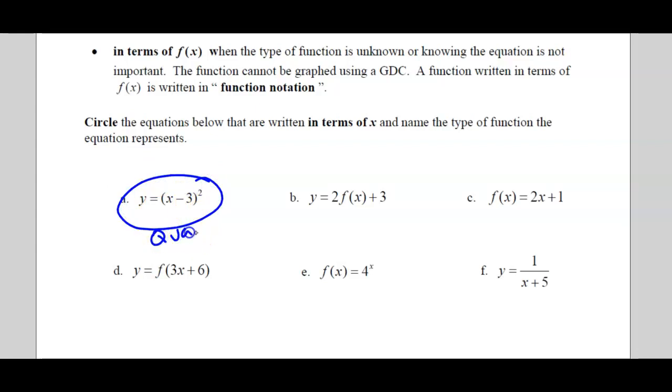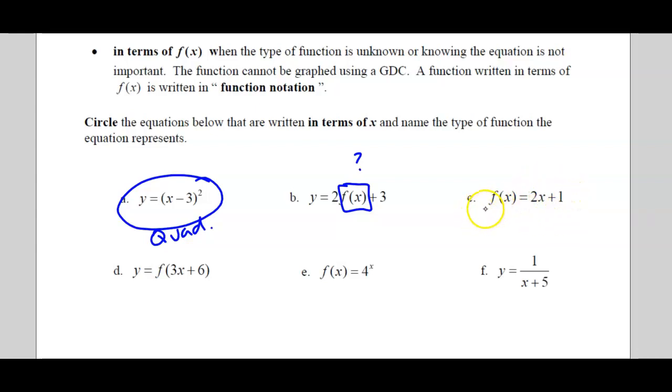That's a lot. We did so much with those in Math 20. This one, it's 2f of x plus 3. Well, it might kind of look linear, but it's not, because I don't know what f of x is. So I'm not circling that. Okay? This one, though, 2x plus 1, that's linear.